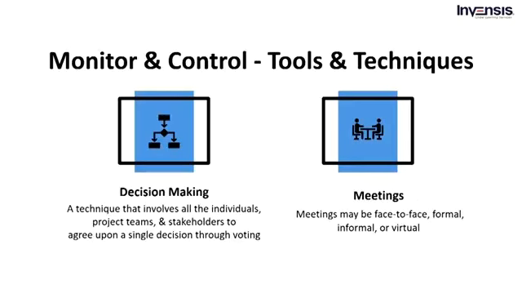The next technique of the monitor and control process is decision-making. The decision-making method requires all individuals, project management teams, and stakeholders to agree on a single decision throughout the voting process. This means that the project can be run within a project management framework.